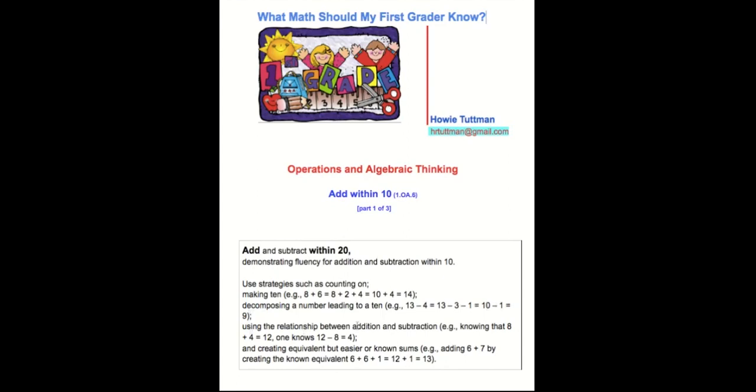Using the relationship between addition and subtraction, for example, knowing that 8 plus 4 is equal to 12, one knows 12 minus 8 is equal to 4. And creating equivalent but easier or known sums. For example, adding 6 plus 7 by creating the known equivalent 6 plus 6 plus 1 is equal to 12 plus 1, which is equal to 13.